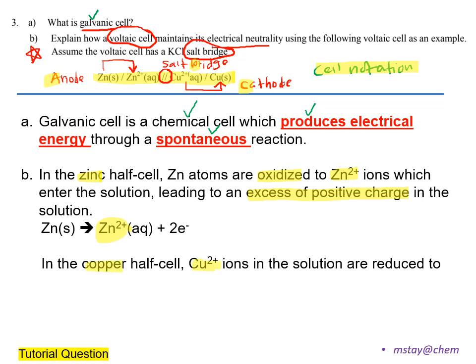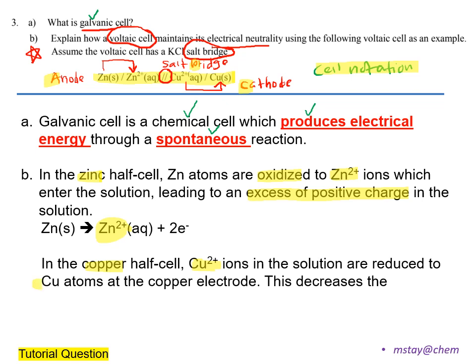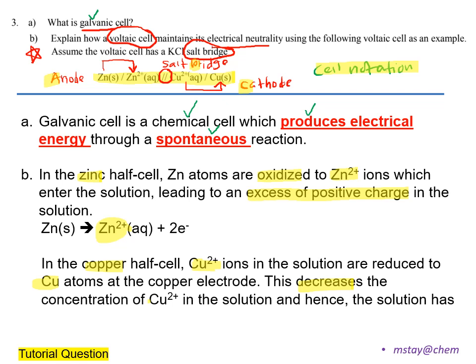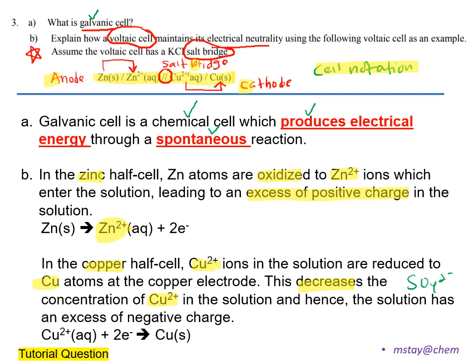While for the other half cell, which is the copper, it will undergo reduction. So the Cu2 plus will be reduced to become Cu. This will decrease the concentration of the Cu2 plus, and the solution will maintain consisting of the SO4 2 negative. So this is the half equation which represents the reaction happening at the cathode, and this is the half equation which represents the anode. So by wording we roughly have an idea. Now let's proceed with the diagram.